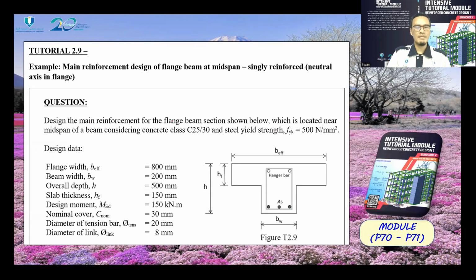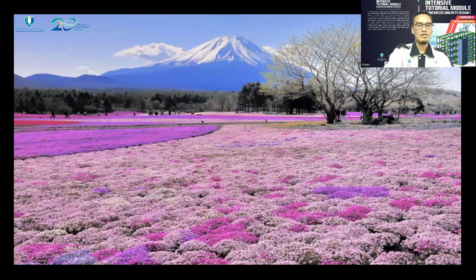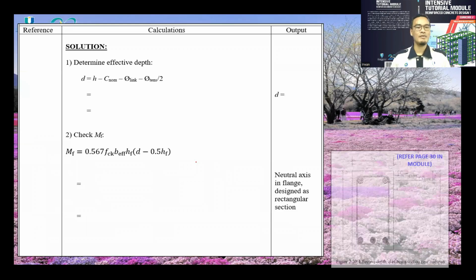So you have to design the mesh reinforcement for flange beam sections, which is considering concrete class C25/30, and the beam is located near the midspan. So here is the data considering all the dimensions of flange width, beam width, overall depth, and the diameter of corresponding steel reinforcement. Okay, so first of all, as usual, make sure you're familiar with this step.